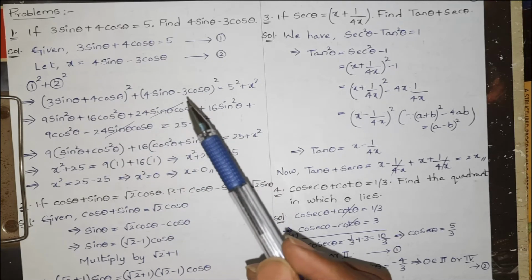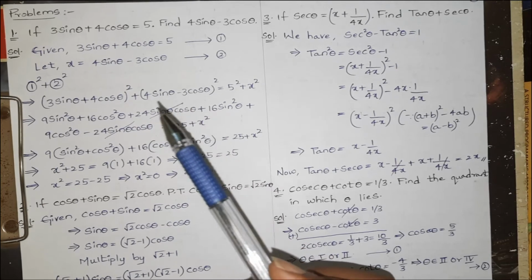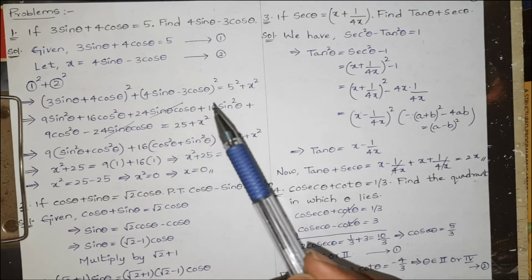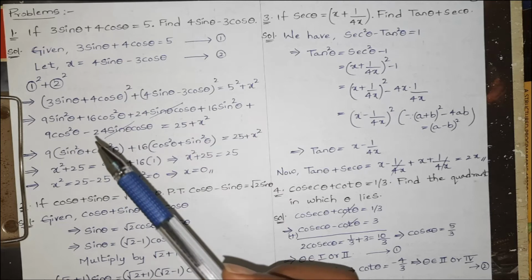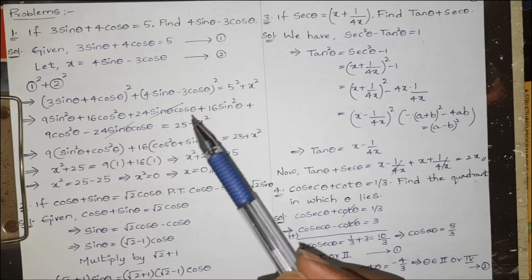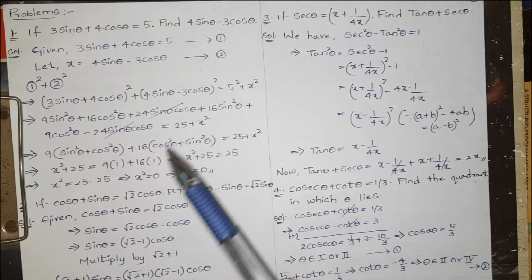this is of the form (a minus b) whole square. We have the formula (a minus b) whole square is a square plus b square minus 2ab. So 16 sin square theta plus 9 cos square theta minus 24 sin theta cos theta is equal to 5 square, which is 25, plus x square.